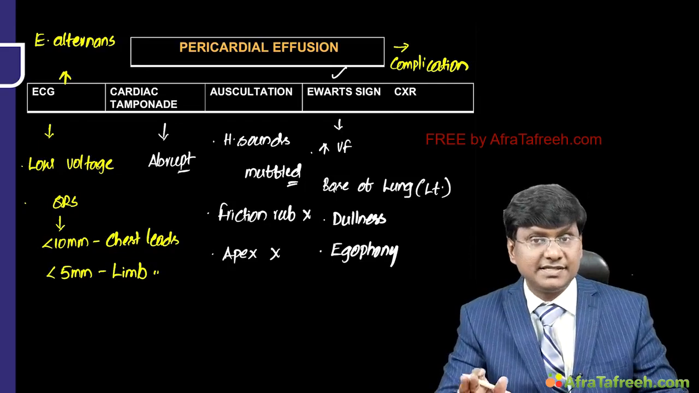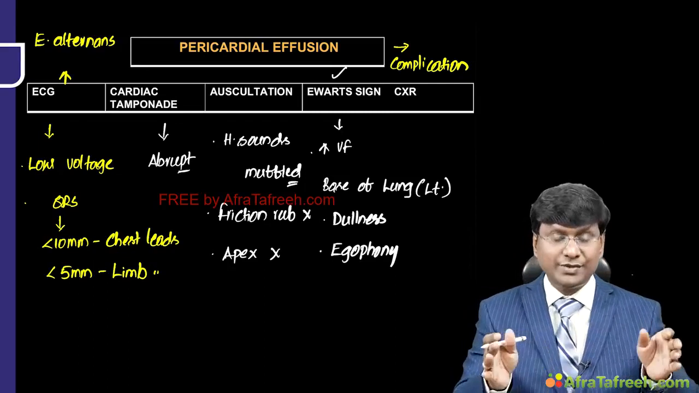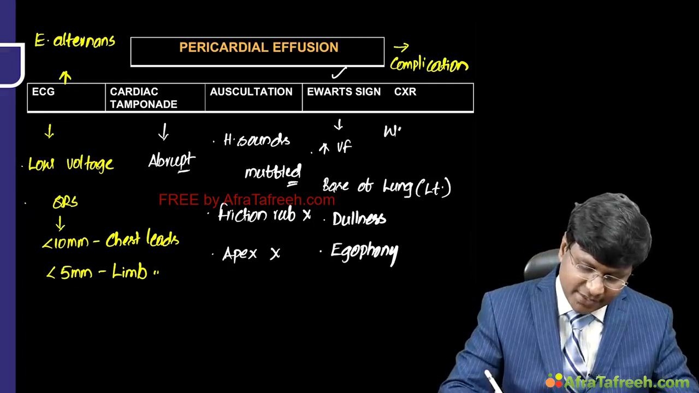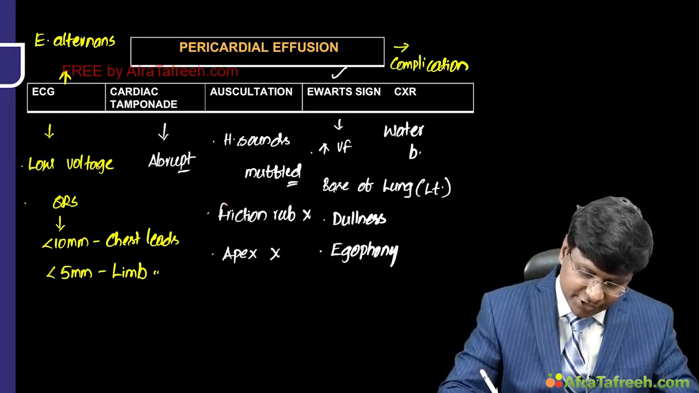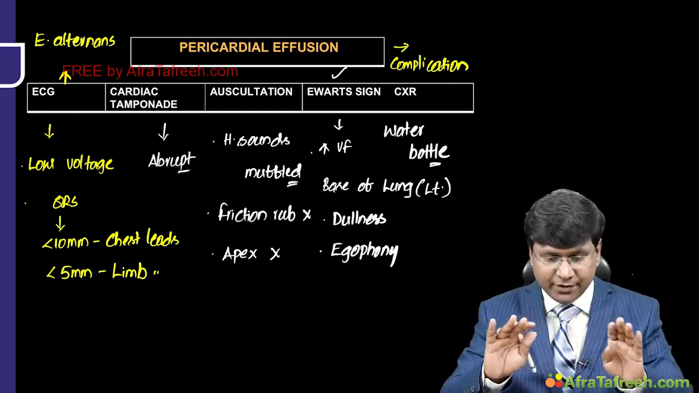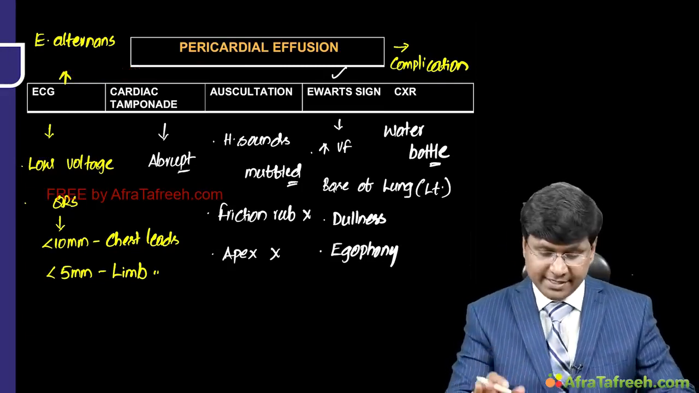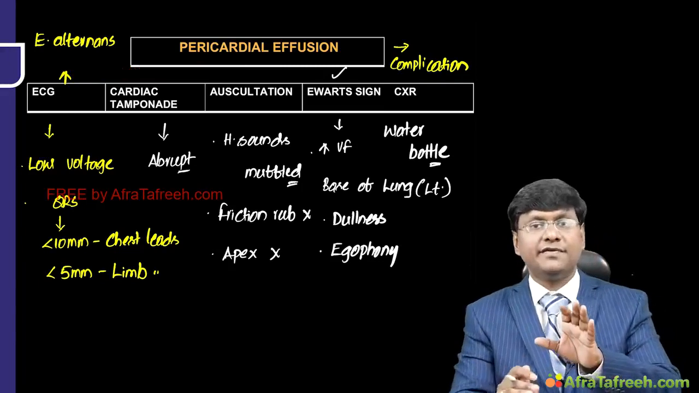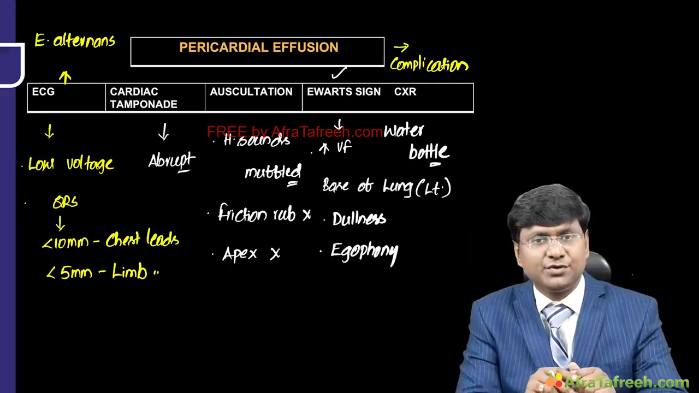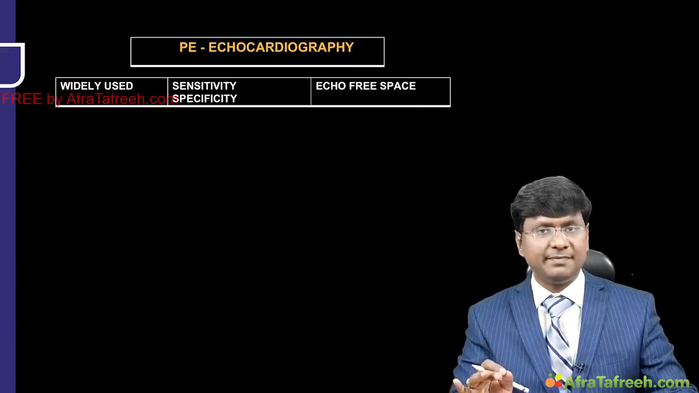The next important thing is the chest x-ray. What you will find in the chest x-ray of a patient with pericardial effusion is a water bottle appearance. These patients have a narrow pedicle, but the entire cardiac shadow will be of the water bottle configuration. This water bottle configuration is seen mainly whenever there is a large pericardial effusion. If it is a small pericardial effusion, the chest x-ray may be normal. So this is about the findings in pericardial effusion.